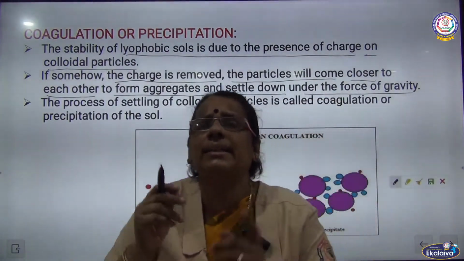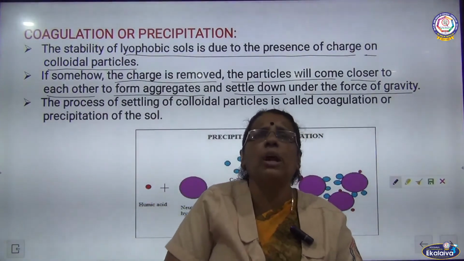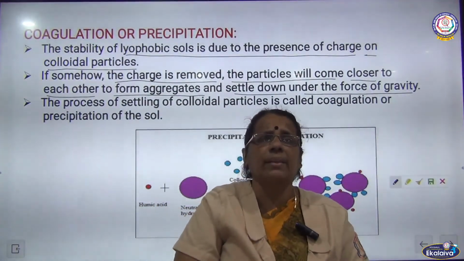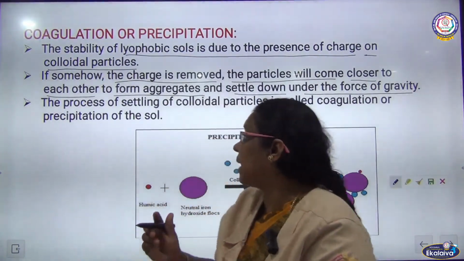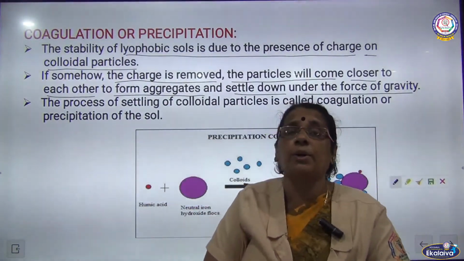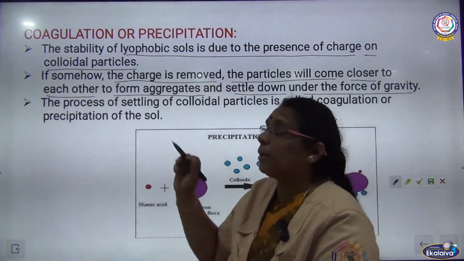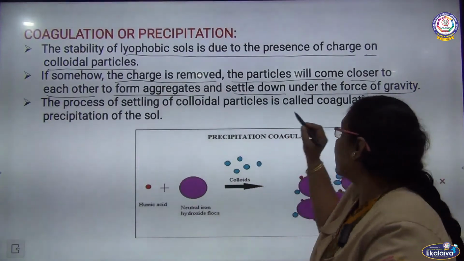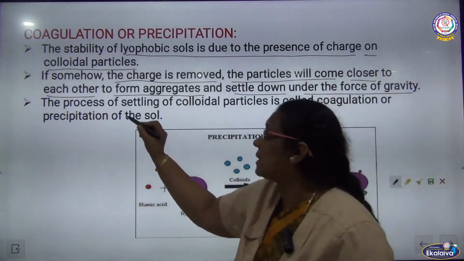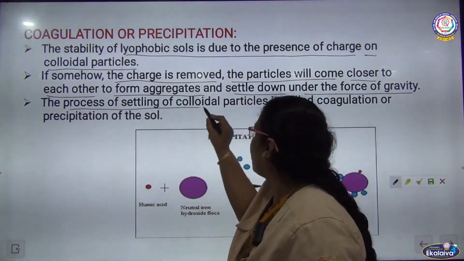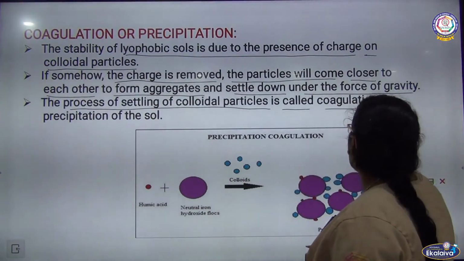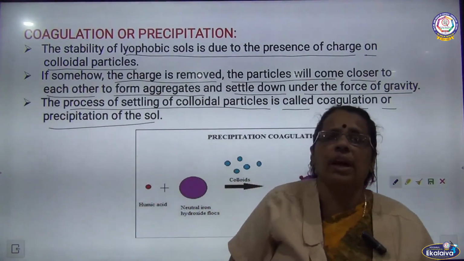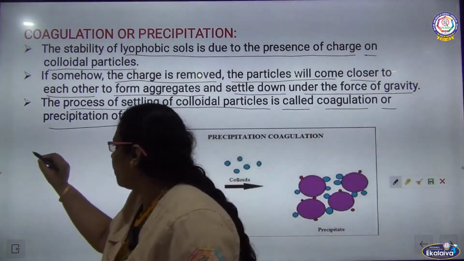As long as the charge is there on the colloidal particles, they will have stability. When we remove the charge from the colloidal particles, mutual coagulation takes place. The particles come together, they form aggregates and they start to settle down under the force of gravity. This process of settling of colloidal particles is called coagulation or precipitation. So we are converting a colloid into a precipitate.